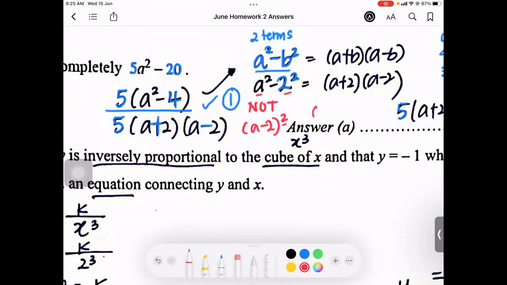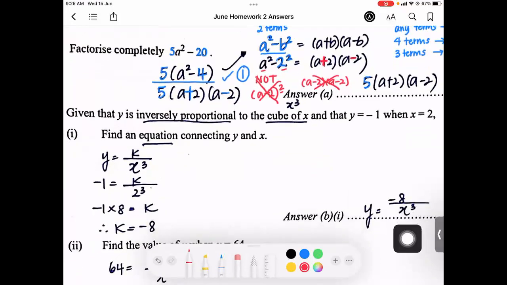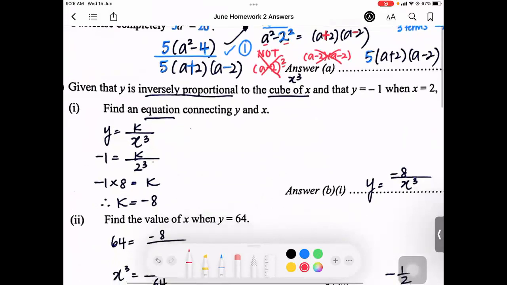For this one will be a minus 2, a minus 2. But this one is plus, the other one is minus. They are not the same sign. Okay, so this one is not correct. So the final answer, 5, a plus 2, a minus 2, will be a very common question. If exam come out, you must make sure you know how to do.